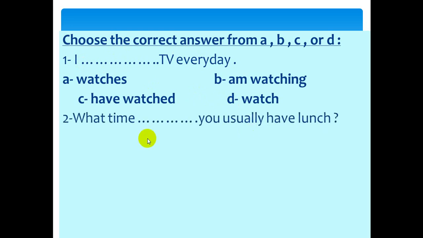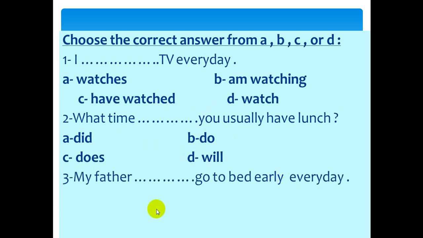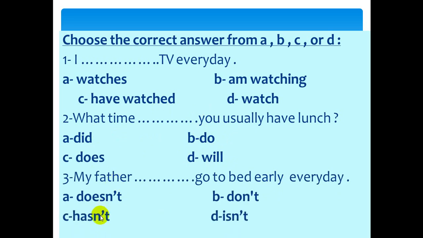Number 2: What time blank you usually have lunch? Usually signifies the present simple. Do we choose did, do, does, or will? The subject is you, so we choose do. Number 3, present simple also: My father blank go to bed early every day. Every day, present simple. My father is singular, so we choose doesn't, don't, hasn't, or isn't. Of course, our choice will be doesn't.